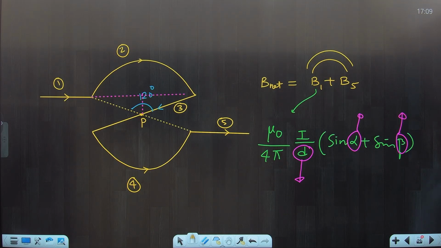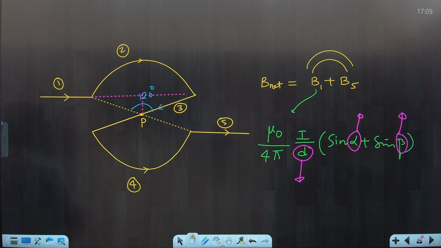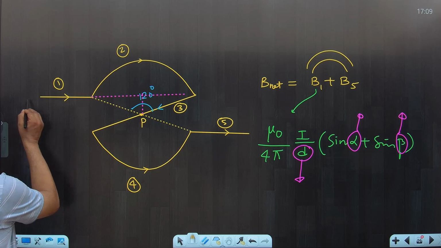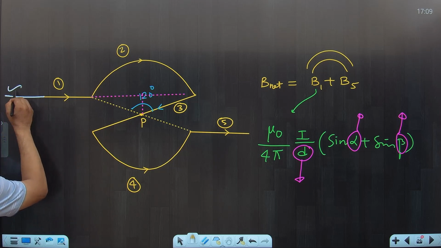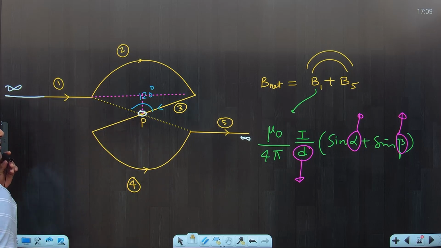Now come to the next problem. Here is a shape given. You have to find the magnetic field at point P. This wire is coming from infinity and going to infinity. Now you have to find the magnetic field at point P. See, this conductor has 5 parts.